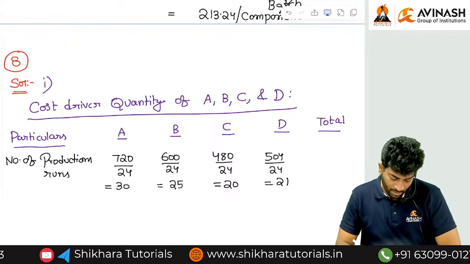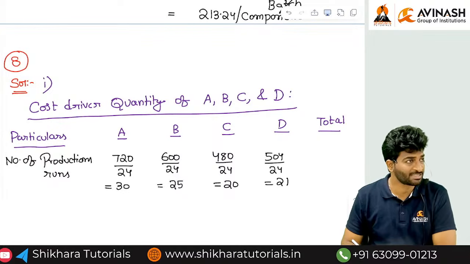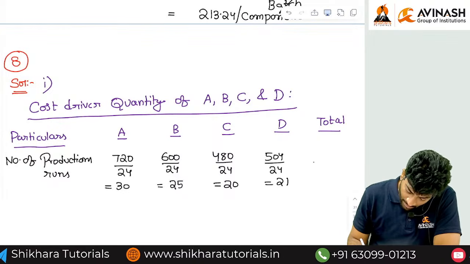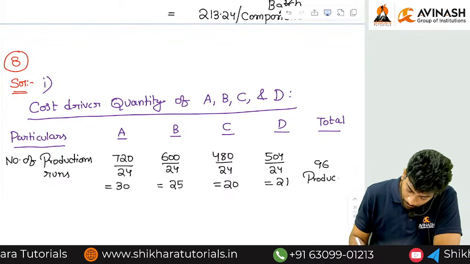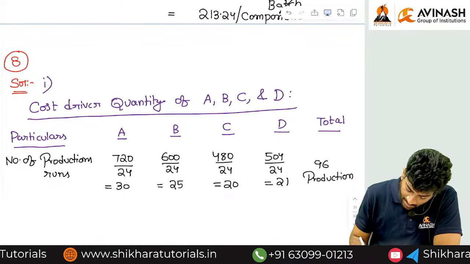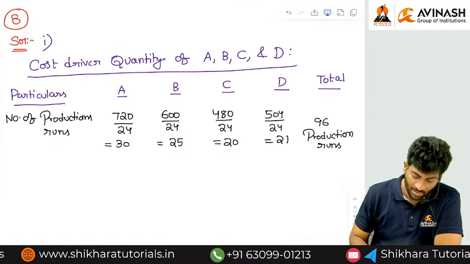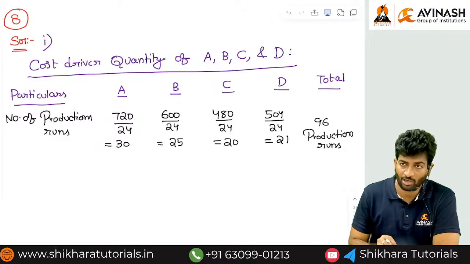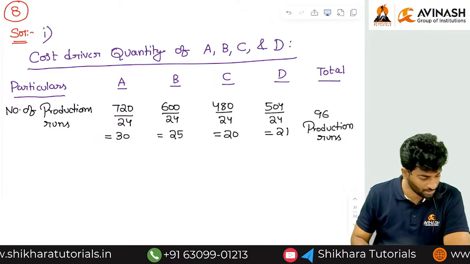So 30, 25, 55, 75, 76, 96. Right? Can I write 96 production runs total? Write in detail. Production runs, you don't write it individually in A, B, C, and D, it's okay. But please write in the last column as production runs.